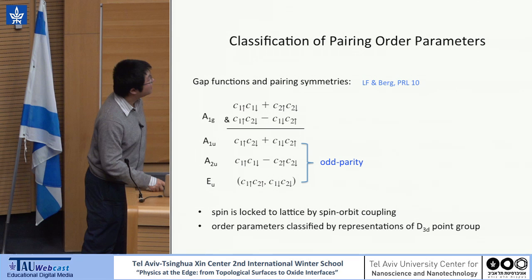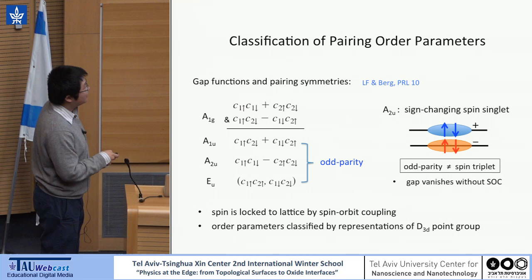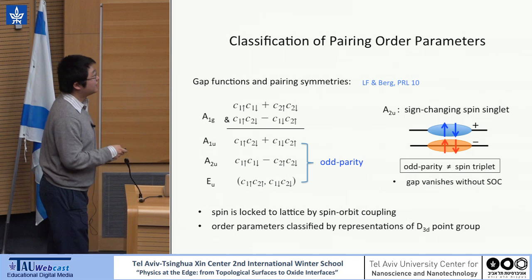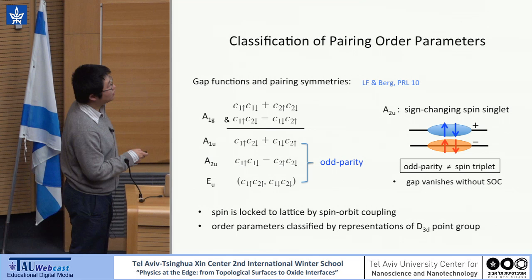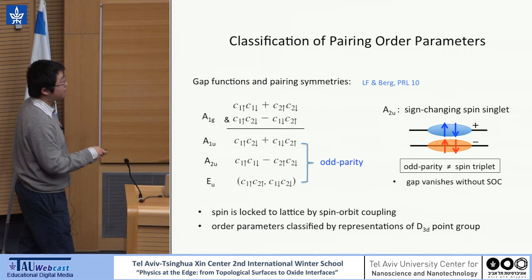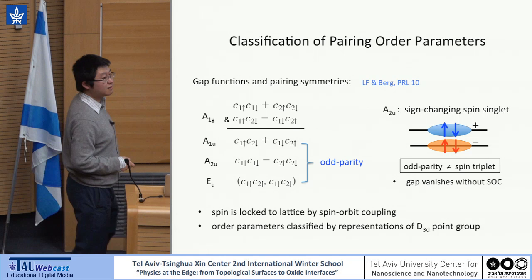And for example, this intra-orbital spin singlet pairing with opposite sign actually leads to an odd parity pairing. Because the inversion center is in between the two layers, if we have a spin singlet pairing but with opposite phase, with a phase difference of pi, this order parameter changes sign under inversion. So this is an example of an odd parity pairing without triplet. In this model it's a singlet pairing, but due to the sign change, it realizes an odd parity pairing.